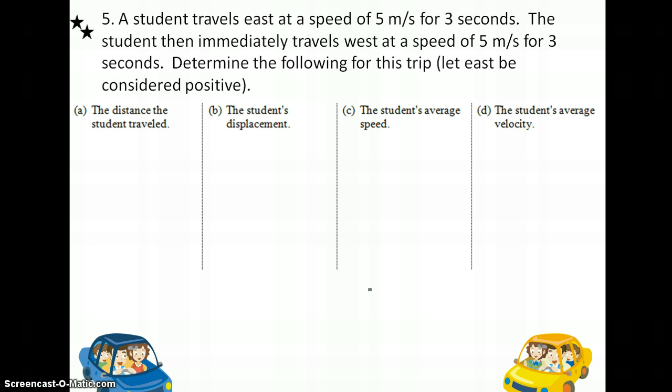Alright, a student travels east at a speed of 5 meters per second for 3 seconds. The student immediately travels west at a speed of 5 meters per second for 3 seconds. Determine the following for this trip and let east be considered positive.